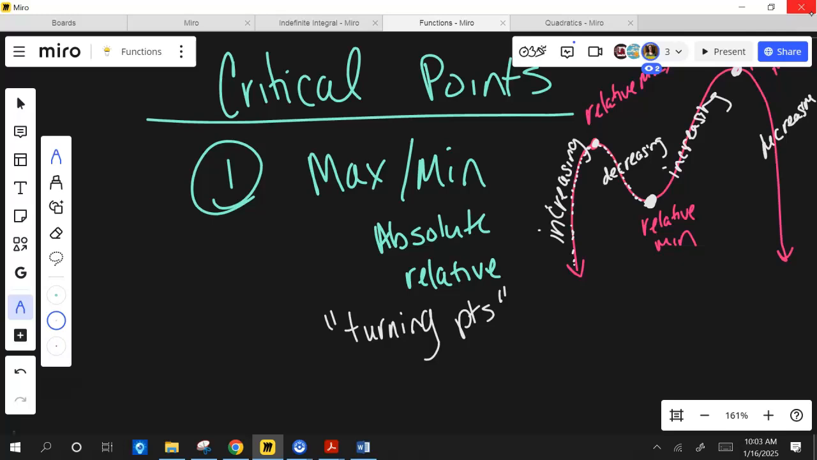You always read it left to right, just like you read a book. You know how you read a book from left to right? You read a graph from left to right also.